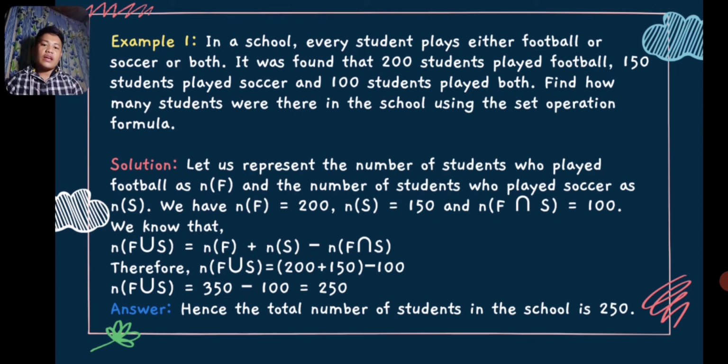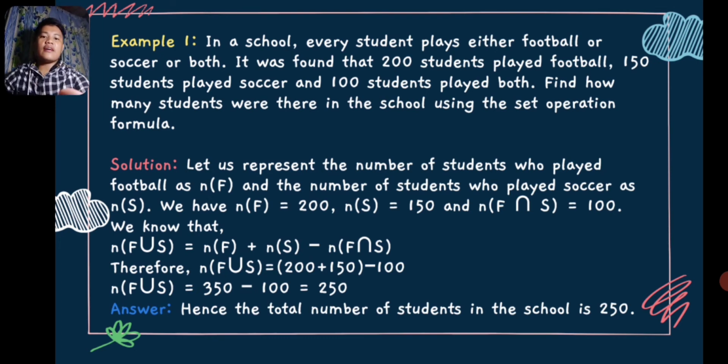n(F union S) is equal to n(F) plus n(S) minus n(F intersection S). So therefore, n(F union S) is equal to 200 plus 150 minus 100. Just substitute the values. 200 plus 150, we have 350, minus 100 is equal to 250. Hence, the total number of students in the school is 250 using the formula.